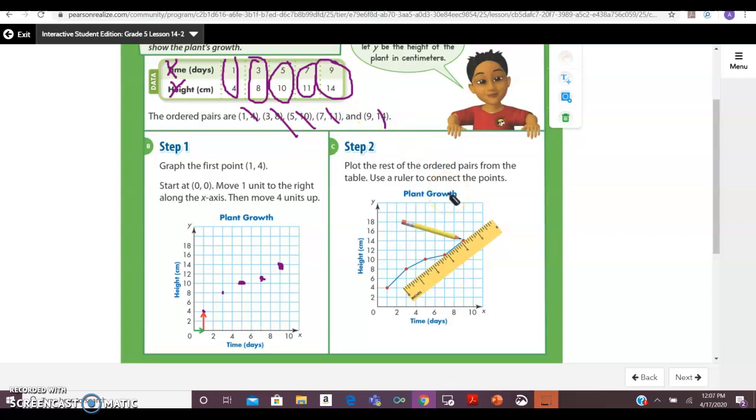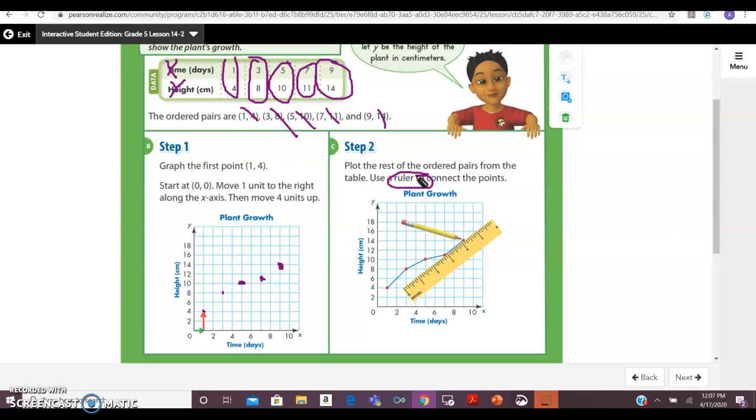Now I have to connect my points. I can't just have random dots on a paper. So to connect your points, it is very important you use a straight edge, such as a ruler. Whether it's an index card or a ruler, you need to use something that shows a straight line. Why do we have to do that? Why do I have to make sure my line is straight?